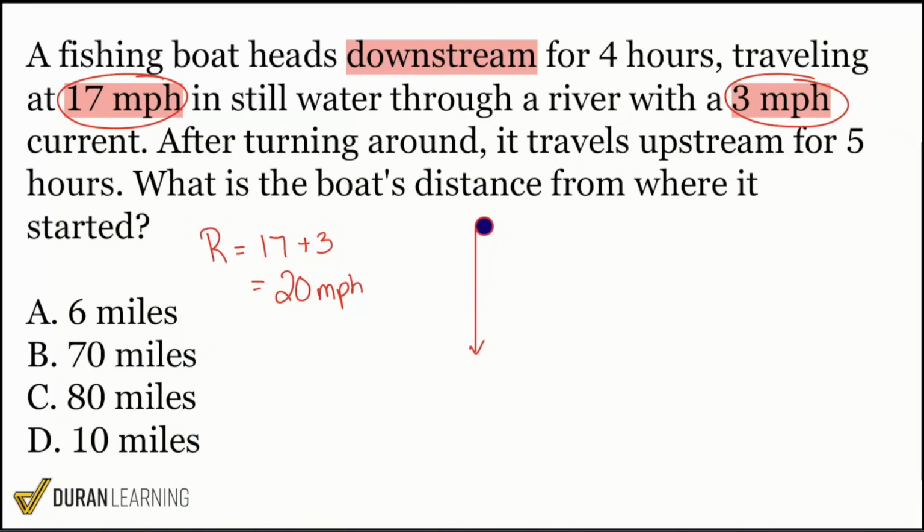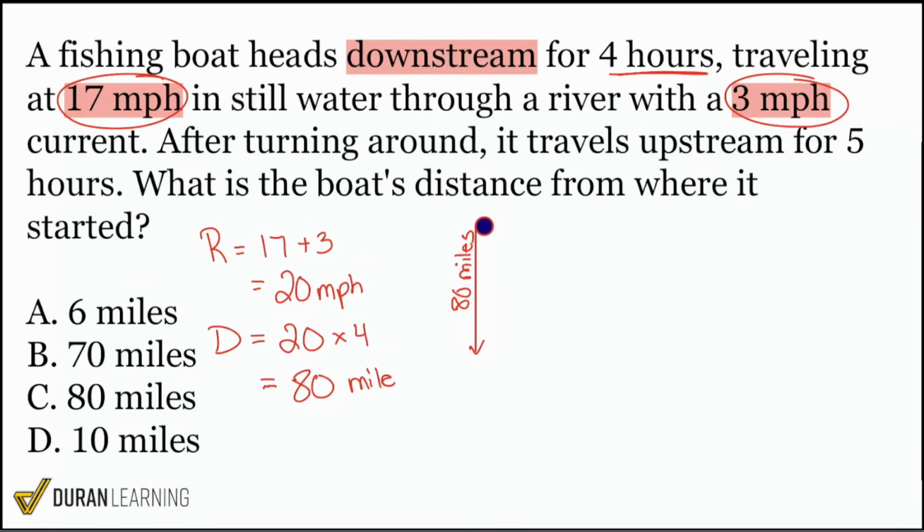Since we're going for 4 hours, we'll find our distance by doing 20 times 4. So 20 times 4, look at that, convenient numbers. That is 80 miles. And again, that is 80 miles downstream. So we have that right there, nice and easy.